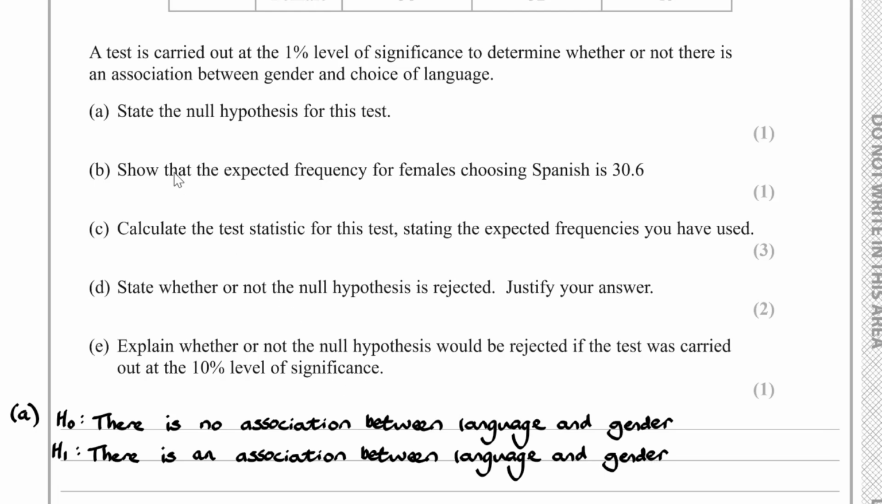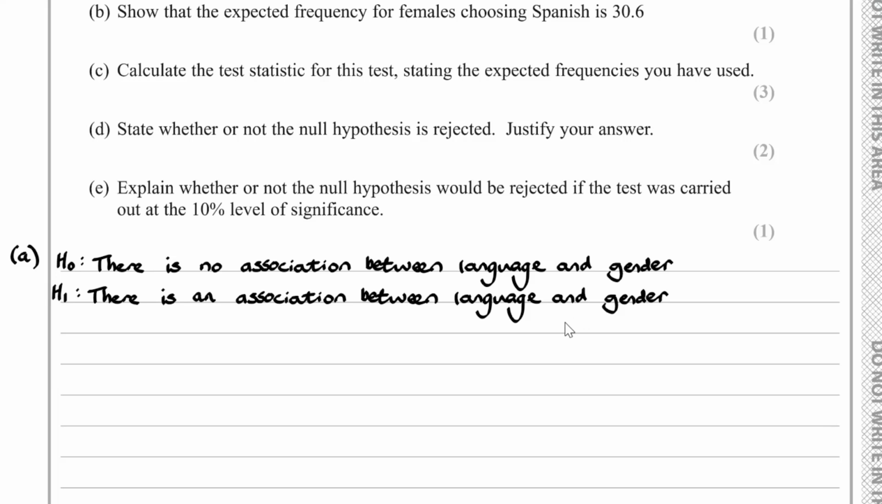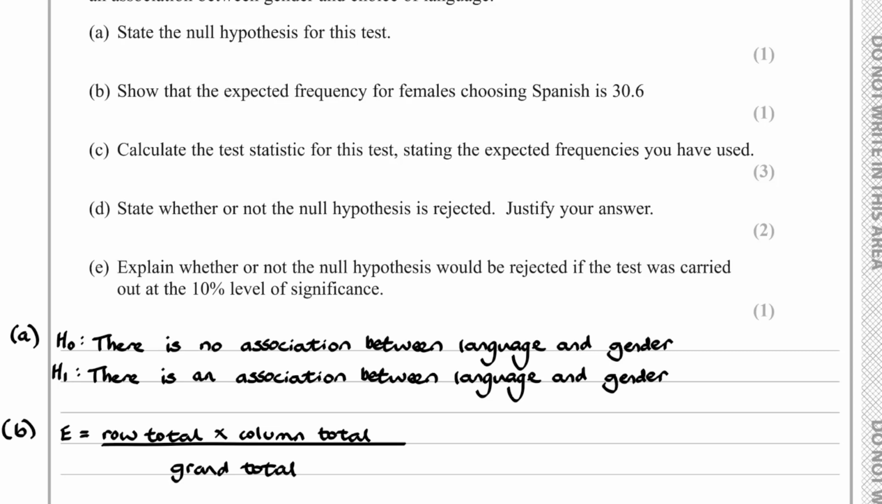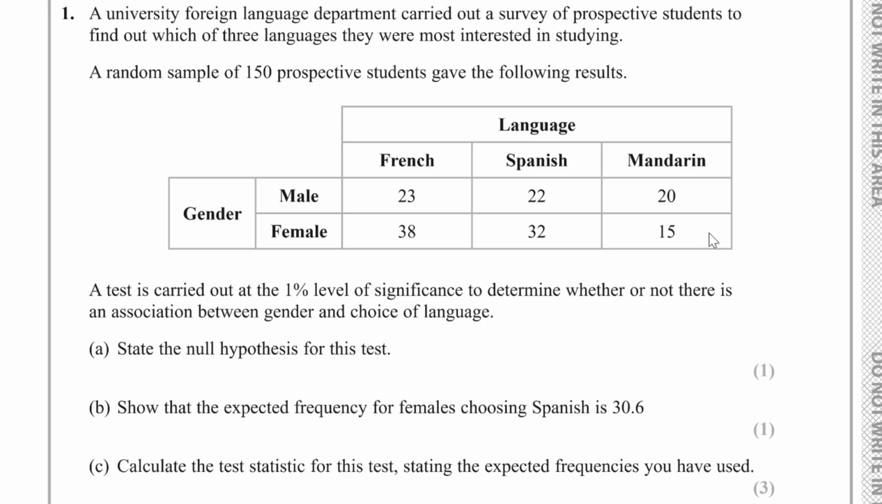So for part B, we have to show that the expected frequency for females choosing Spanish is 30.6. Well, we have this definition for the expected value: the expected value is equal to the row total times the column total all over the grand total. So with this table, we now need to find the column totals and the row totals. So for the column totals, 23 plus 38, that's 61.